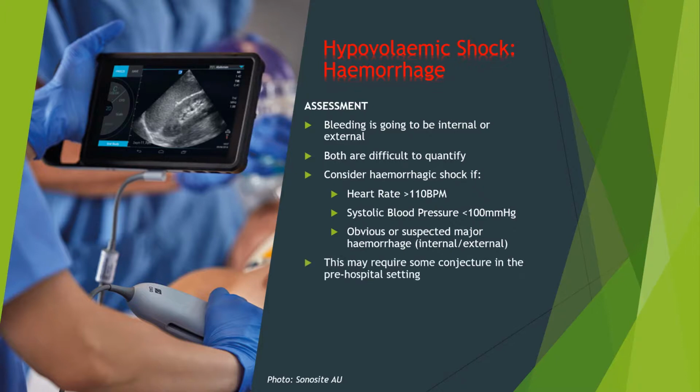Now, this may require some conjecture in the pre-hospital setting. Not all patients are going to be obviously bleeding, especially those that have got internal blood loss. So if it's available and it's appropriate, consider an EFAST scan, or a focused assessment with sonography in trauma, to try and identify any free fluid in the abdomen and any other traumatic pathologies as well.